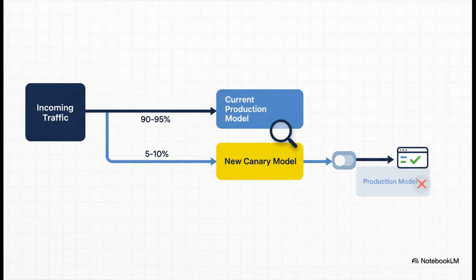The smart move is a canary release. Route just a small piece of your live traffic, maybe 5 or 10% to the new model. Watch it like a hawk. And only when you're sure it's performing better do you roll it out to everybody.